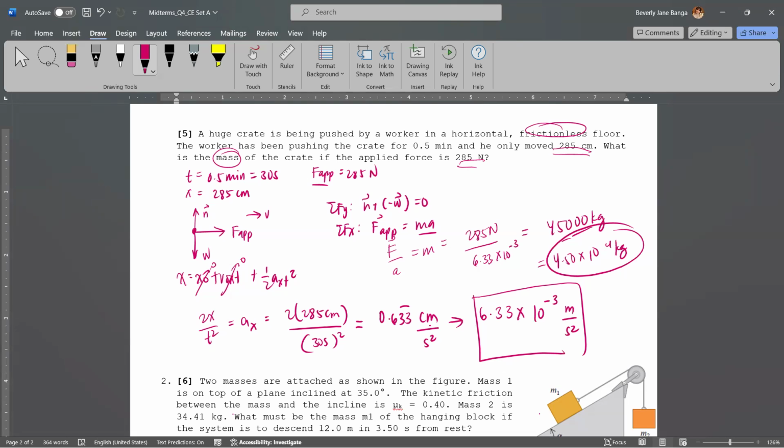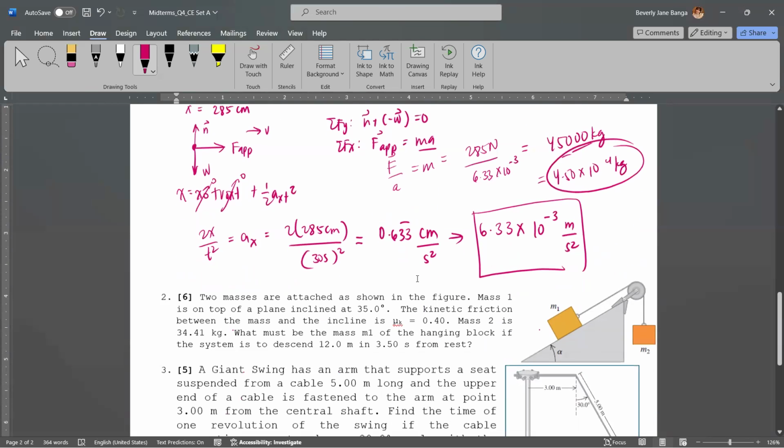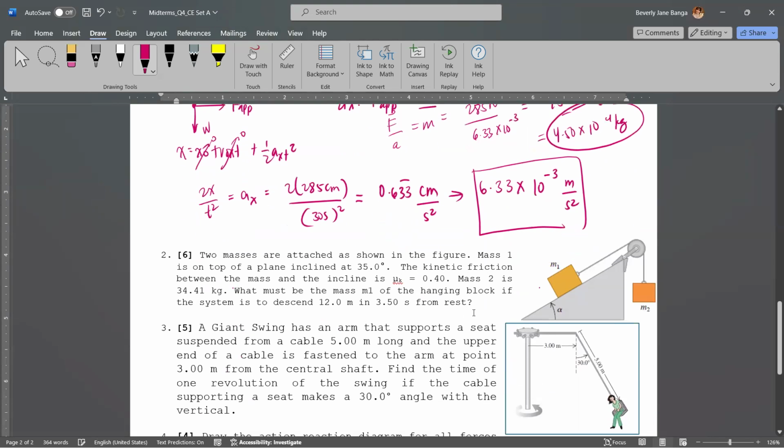That is equivalent to a 29 kilogram force. No? So, 29 kilogram force yung katumbas niya. Paki-double check na, baka ako ay mali. 6.33. Okay, so 45,000 talaga. F over A. Okay. Next, let's go to this one, number 2.